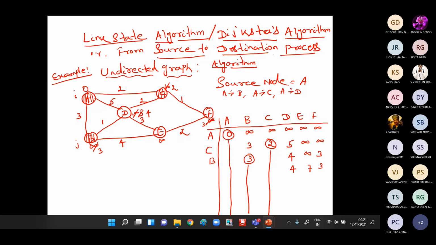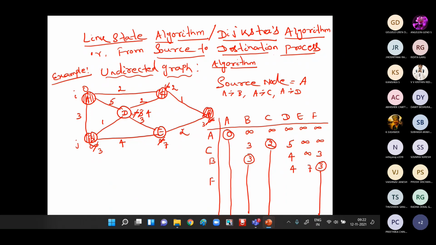Now in this row you find out which one is minimum: 4, 7 and 3. Among these, 3 is minimum, and we have to put a line below that. So 3 belongs to node F, so I write F here. Now the new position for D is 4, which is already 4. E is 7; I strike the infinite and write 7. F is 3, so let it be 3. Then F is the new source node.